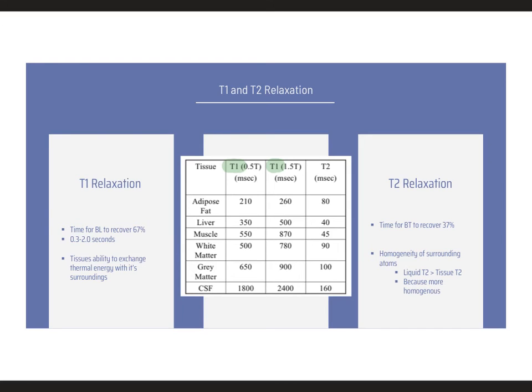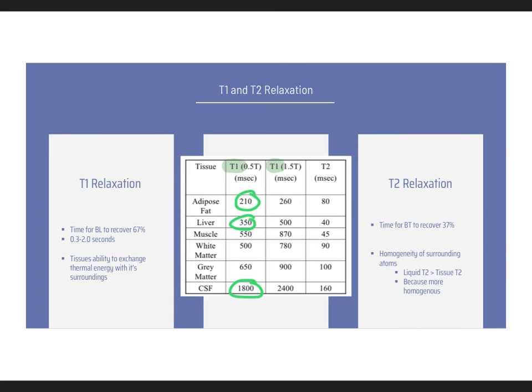So adipose fat, their T1 at 0.5 Tesla is 210, whereas cerebrospinal fluid is 1800, or in the liver, 350. So what this information is telling us is that from T1, we can figure out where the tissue or where the slice is coming from, correlating it and cross-referencing it with what we know and the other information that we receive.